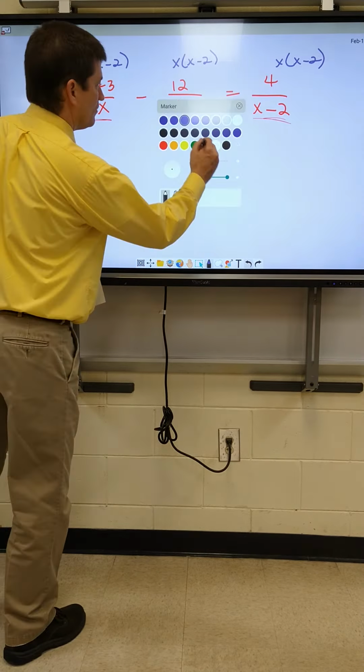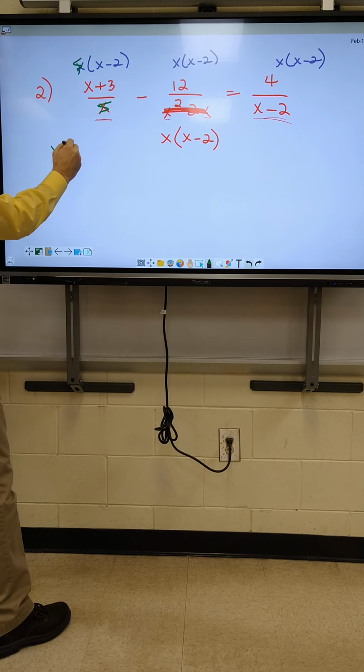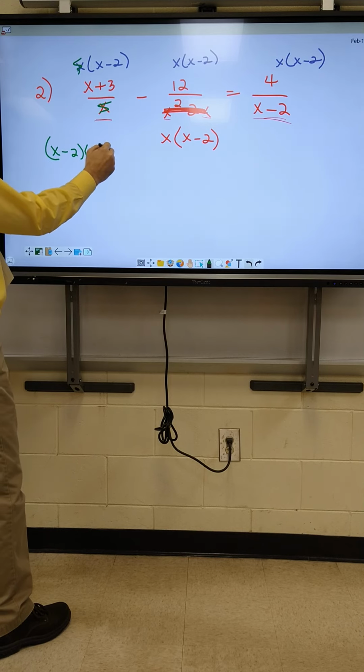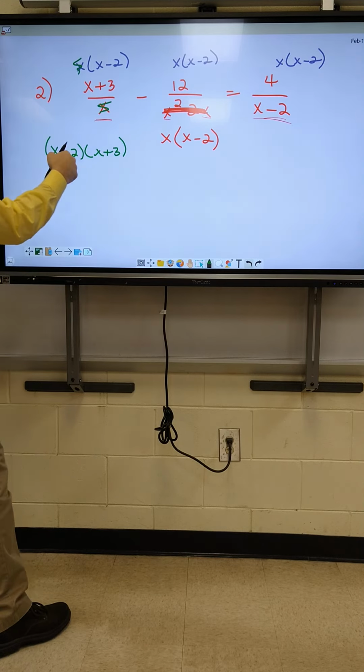All right, on the first one, I can cross the x's out. Guys, whatever's left over, you gotta multiply it together. So we got an x minus 2 and an x plus 3. Y'all gotta pull that out and bring it down. So I got x squared plus 3x minus 2x minus 6. Write that down if you haven't done so.